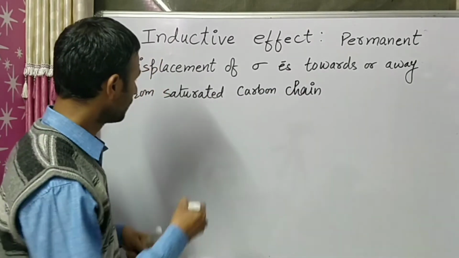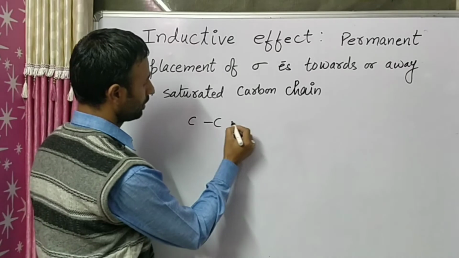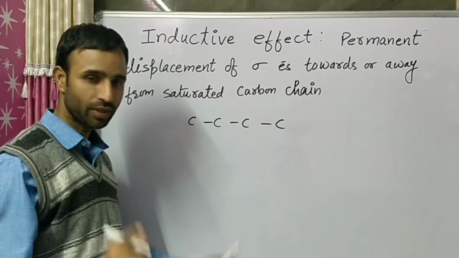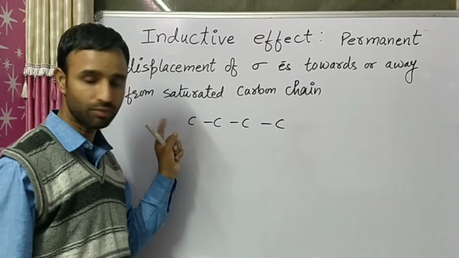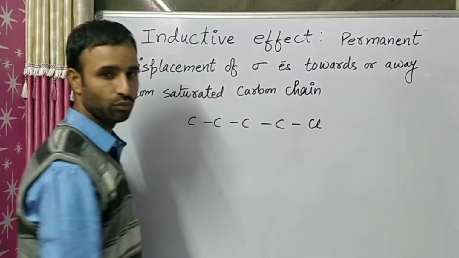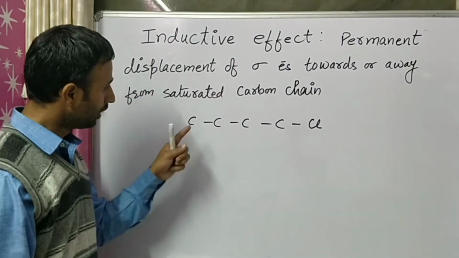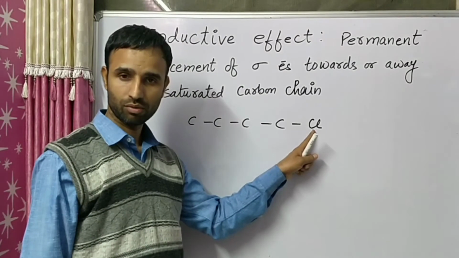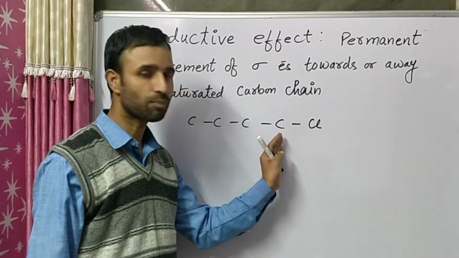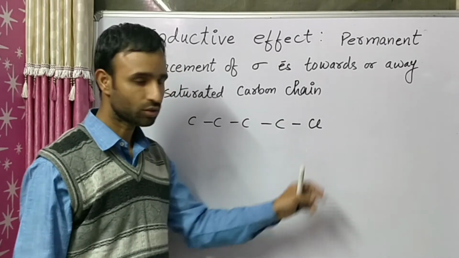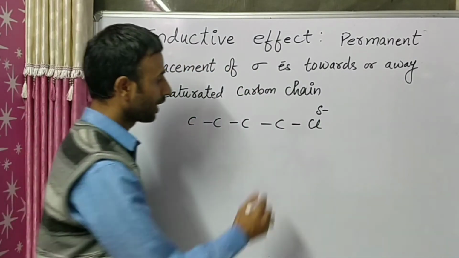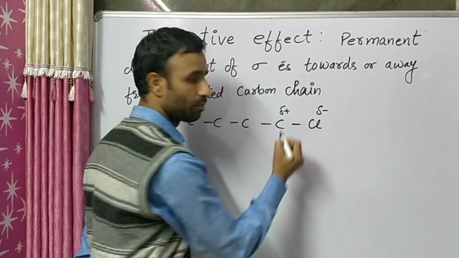For example, if we have this chain, carbon, saturated carbon, single bonds between carbon atoms. Now, if we attach chlorine on one side, chlorine is more electronegative than carbon. So electrons are displaced towards chlorine. So chlorine acquires negative charge and carbon positive.